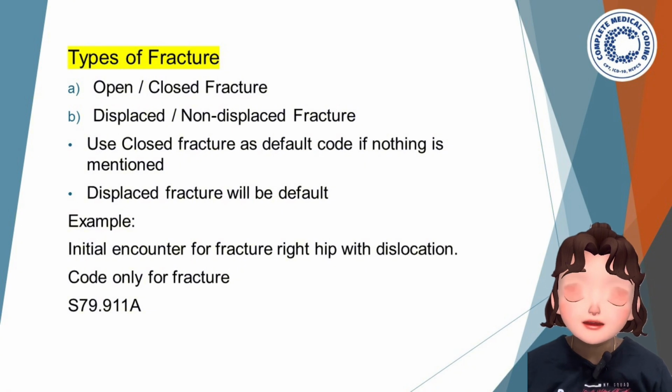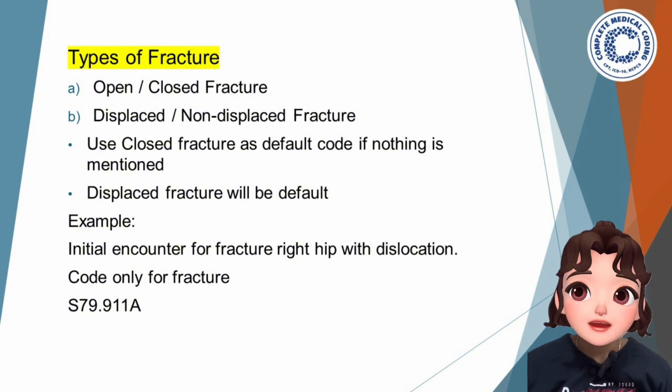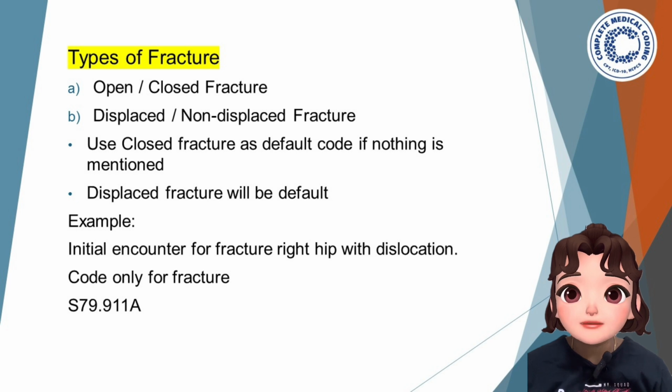Just we can look into one example. Initial encounter for fracture right hip with dislocation. Fracture of right hip with dislocation. In this case, we will code only the fracture because the site is the same.